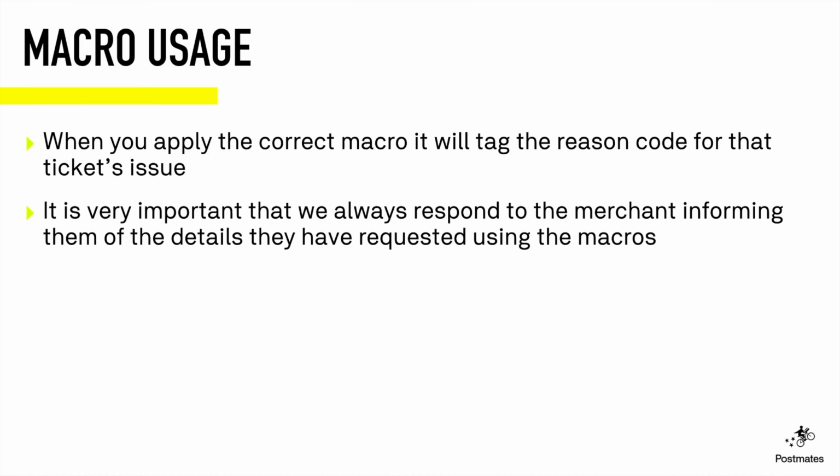We all know that macros were created to help you. Now let's go over the importance of the macro usage. When you apply the correct macro, it will tag the reason code for that ticket's issue. It will also ensure you have the correct refund fields available to process the refund. It is very important that we always respond to the merchants, informing them of the details they have requested using the macros as much as possible. These macros have all of the information that the merchant needs, as well as it has been QA approved.